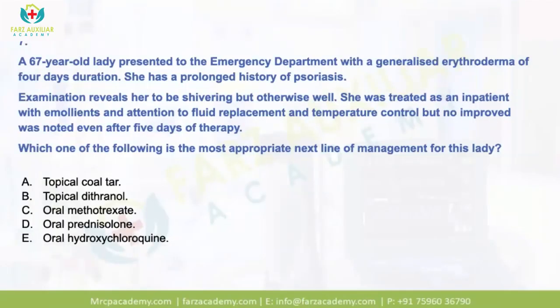A 67-year-old lady presented to the emergency department with a generalized erythroderma of 4 days duration. She had a prolonged history of psoriasis. Examination revealed her to be shivering but otherwise well. She was treated as an inpatient with emollients and attention to fluid replacement and temperature control, but no improvement was noted after 5 days of therapy.